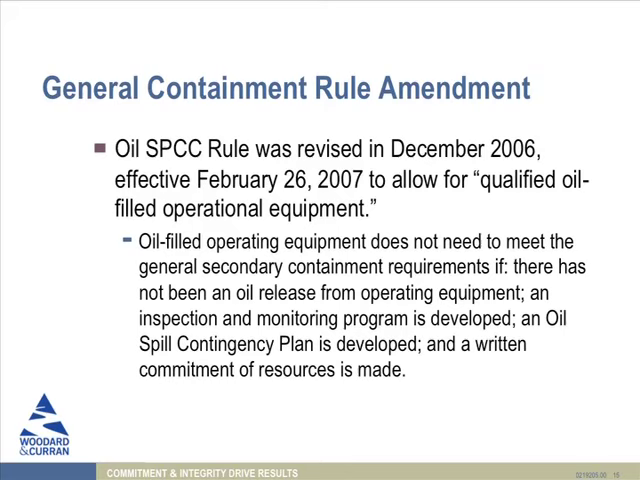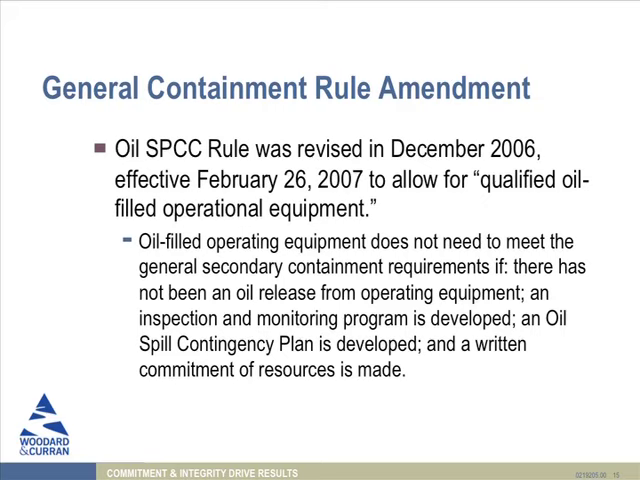So that's where this qualified operational equipment requirement helps folks. And what it says is if you have not had a release of oil from this kind of operational equipment, if you put certain criteria in place, you don't need to meet the general secondary containment requirement. What you have to do instead is develop an inspection and monitoring program for that operational equipment, add an oil spill contingency plan to your oil SPCC plan, and have a written commitment of resources to deal with any potential releases. So what it comes down to is you've got equipment like that, you commit to doing monthly or quarterly inspections of it, take a look at it, make sure it's intact and its integrity is good.